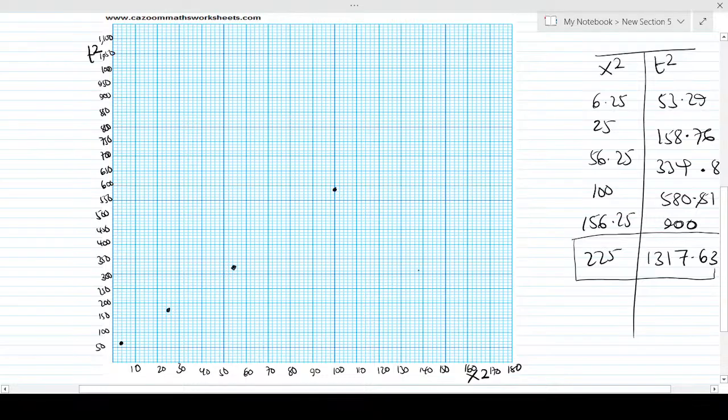Then 156, so 156 somewhere here, going for 900. Yes, 900. Now we have this. So what we do is that we draw a straight line through our points. Now there is an intercept here.